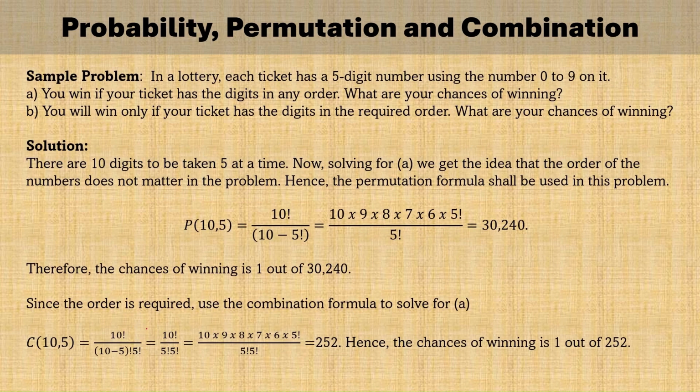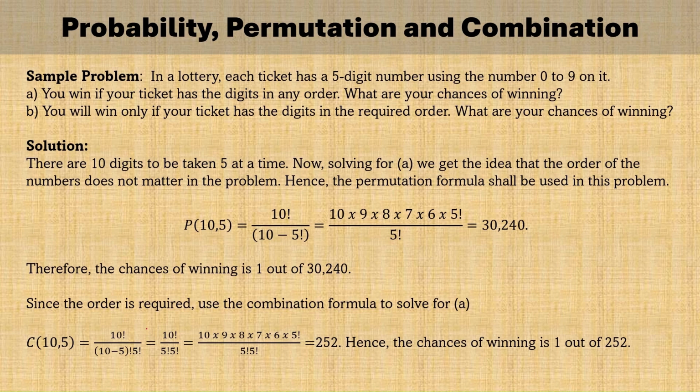Let us have another problem. In a lottery, each ticket has a 5-digit number using the numbers 0 to 9 on it. A. You win if your ticket has the digits in any order. What are your chances of winning? B. You will win only if your ticket has the digits in the required order. What are your chances of winning? Solution: there are 10 digits to be taken 5 at a time.